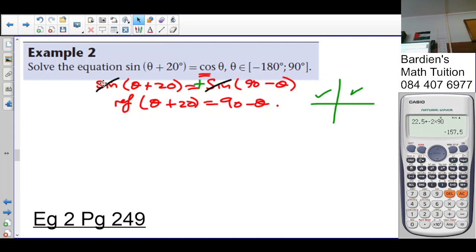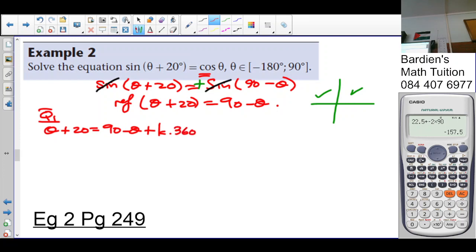Alright, so let's go with quadrant 1. What do you write for quadrant 1? Theta plus 20 equals 90 minus theta plus k times 360. Solve for theta: 2 theta is equal to 90 minus 20, which is 70, plus k times 360. I divide by 2. I get 35 plus k times 180.